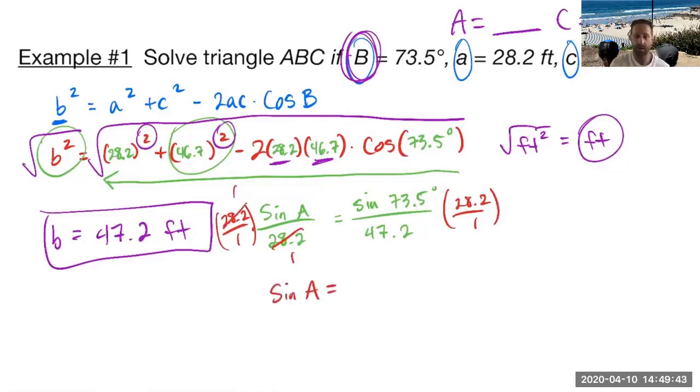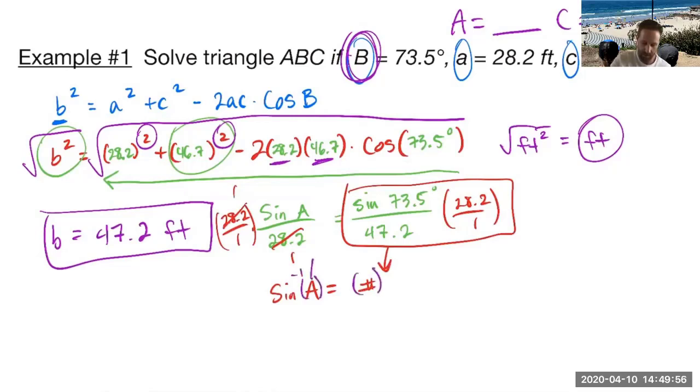Now don't forget, in order to find an angle from this big old nasty number, we have to utilize our inverse function, which will take the input and the output and reverse their order, which will then allow us to find what angle A is. And in doing all that, plugging it in your calculator, you will get a 34.9 degree angle.